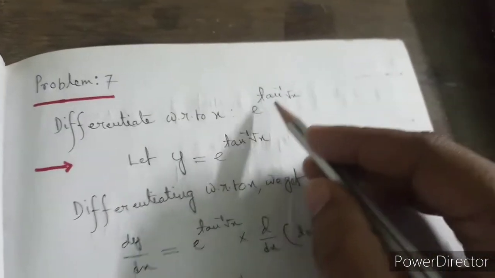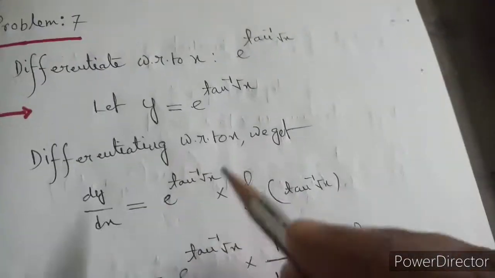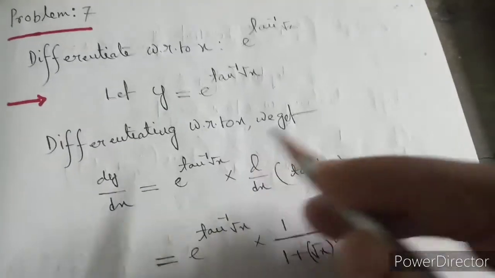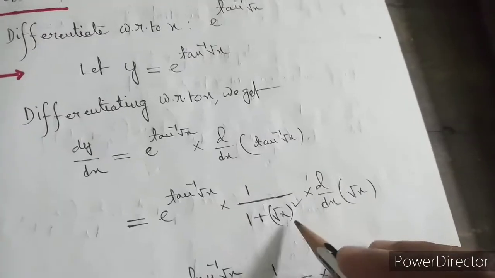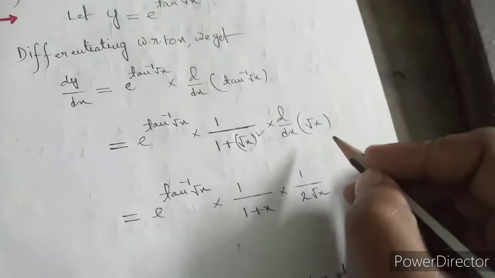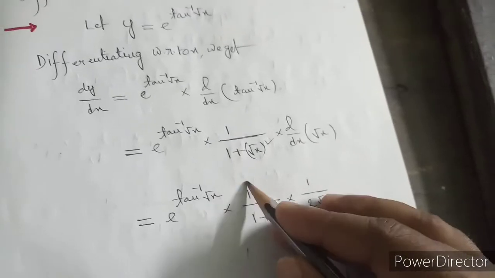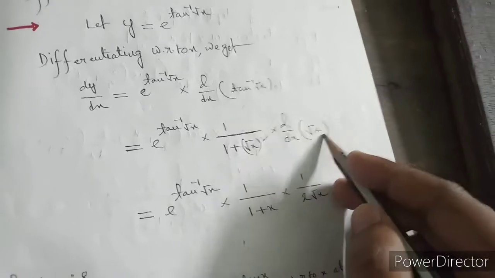Now next problem number 7. Differentiate with respect to x e to the power tan inverse root x. So how to solve it? dy/dx should be the derivative of e to the power tan inverse root x, which is e to the power tan inverse root x, into the derivative of tan inverse root x, and it should be 1 by 1 plus root x square, and the derivative of root x is 1 by 2 root x. So the answer is e to the power tan inverse root x into 1 by 1 plus x, because root x square means only x, and the derivative of root x is 1 by 2 root x. It is your answer. Next question.